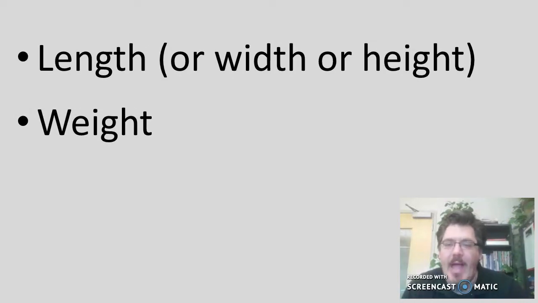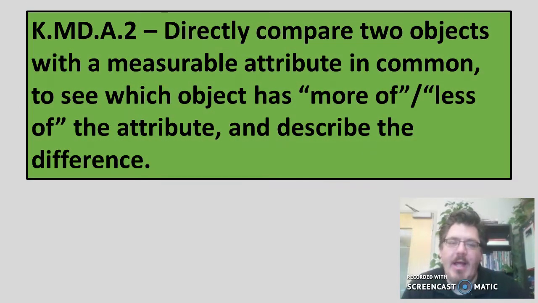In the previous standard, K.MD.A.2, we talked about having students identify measurable attributes of objects. Two primary examples of measurable attributes included length and weight. In this standard, K.MD.A.2, we are looking to extend the idea of measurable attributes to comparing those attributes when given two objects. Simply put, we want your child to look at two objects and compare a common characteristic.